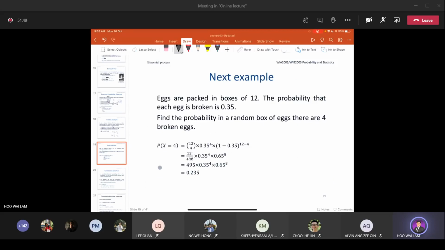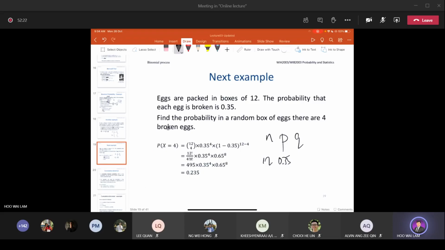So your N, P and Q. 12 is your N. 0.35 is your P. One thing you need to be careful about is that sometimes the question says the probability that each egg is broken, as it does here. Maybe the question will give you the probability that each egg is not broken is 0.35, and then it asks you the probability that for a random box there are 4 broken eggs.